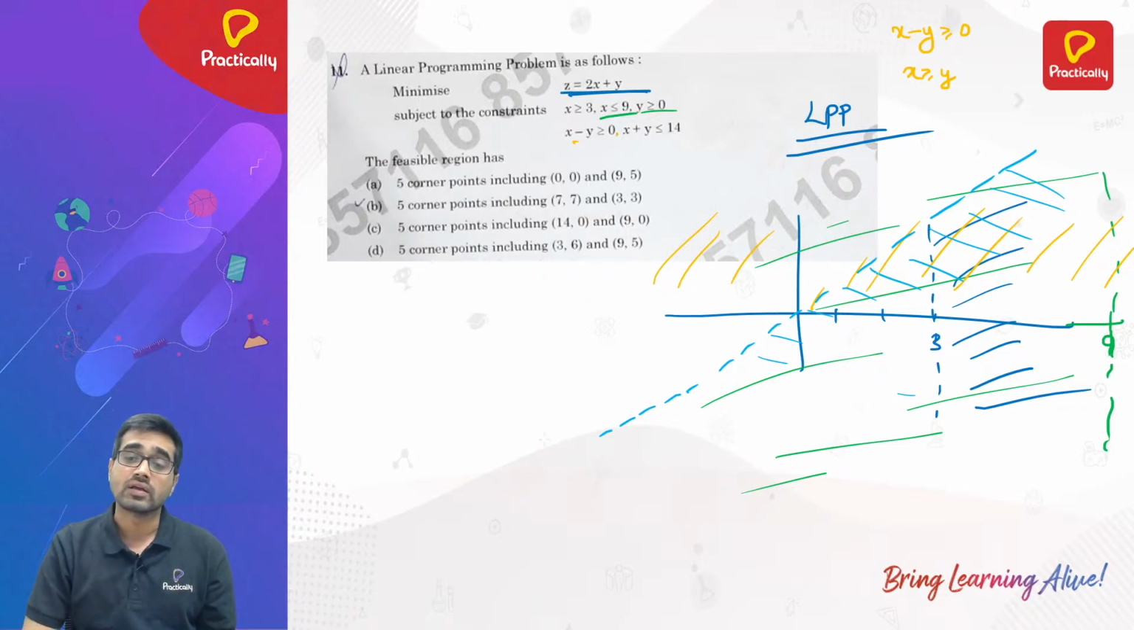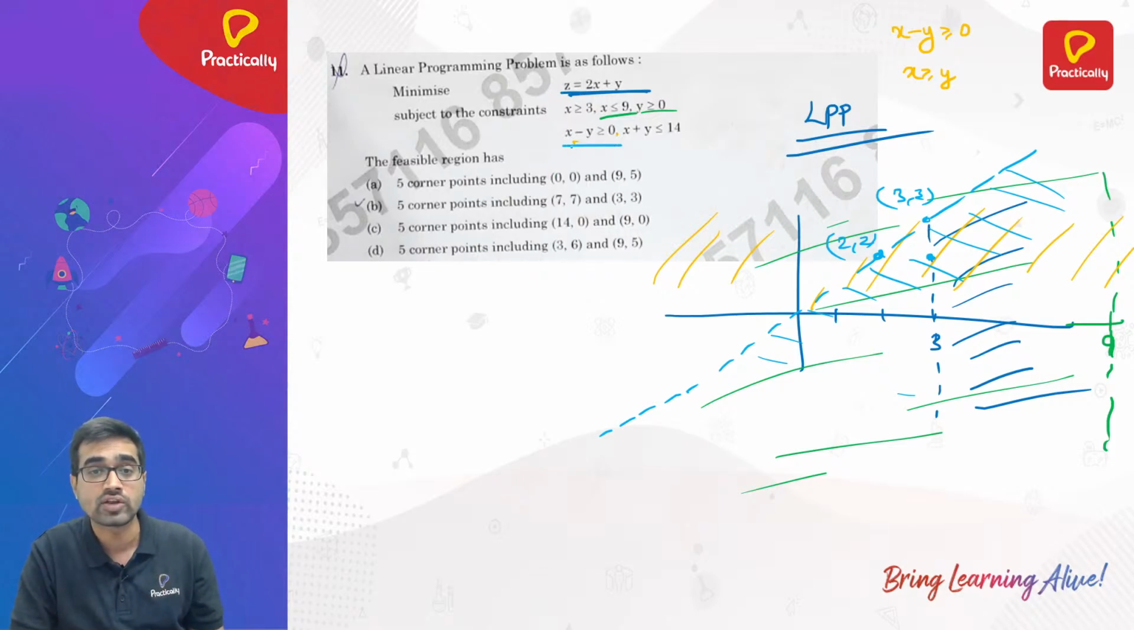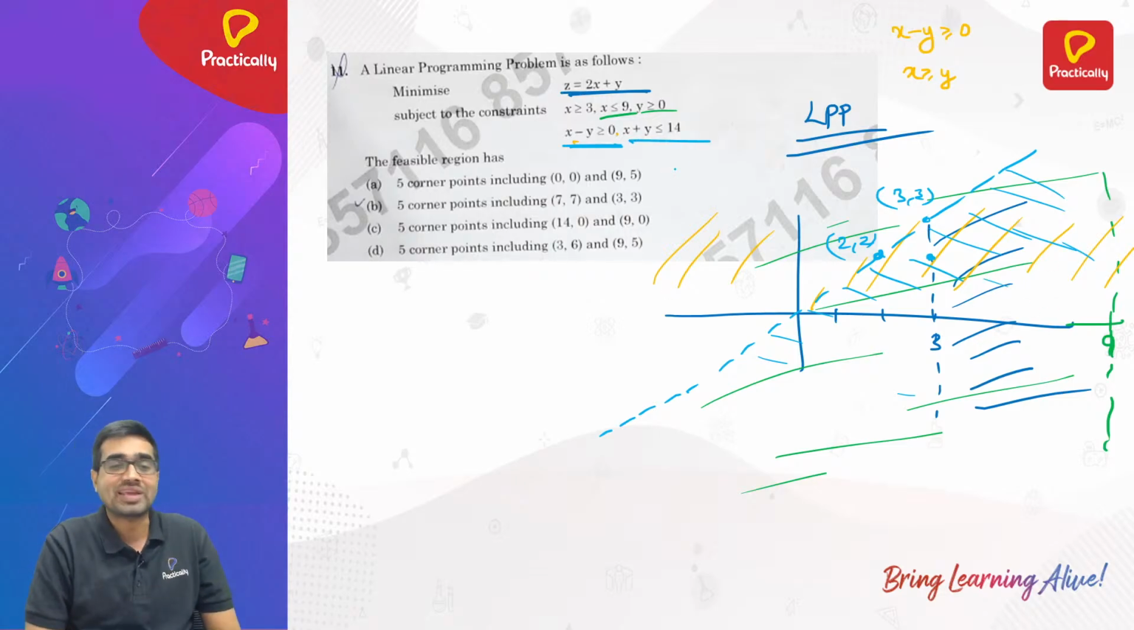Okay, let me just check. This is 2 comma 2. This is 3 comma 3. So my 3 comma 2 will be here. Here only X will be greater than Y. This is what it is saying, no? X minus Y is positive, means X is greater than Y. So I am using this whole region. Then X plus Y less than 14.